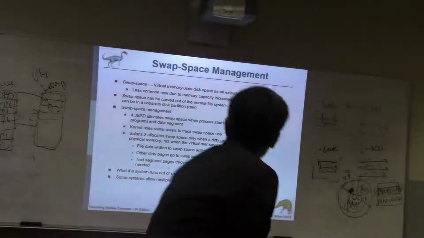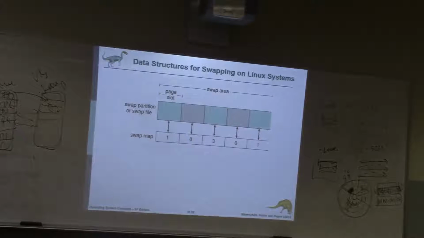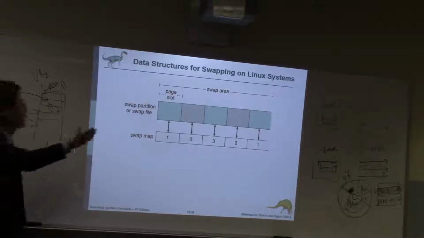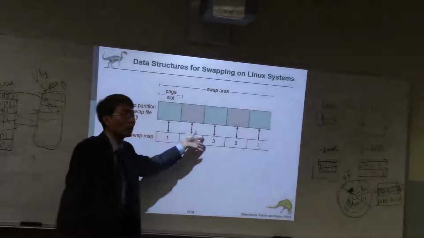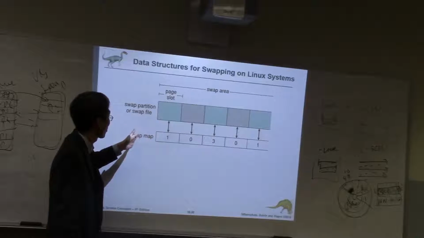That is the swap space. So how can we manage the swap space? The swap space is divided by the page swap. As I said, it will be used for pages. And there's another data structure that is called the swap map.